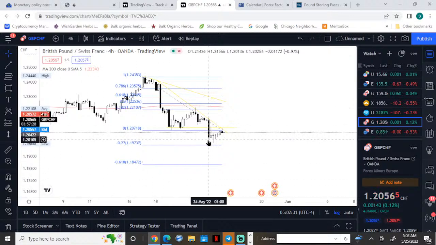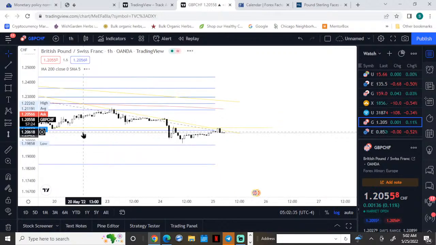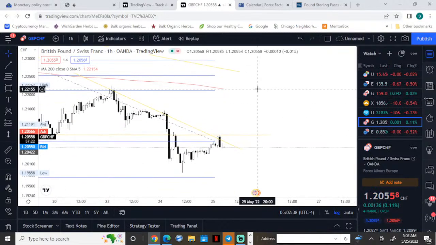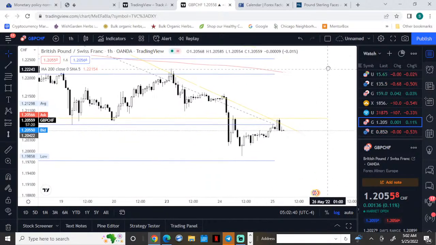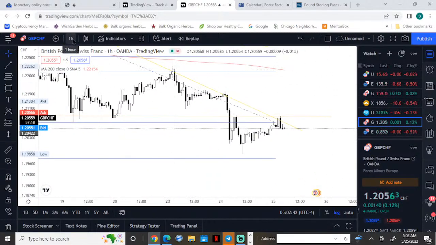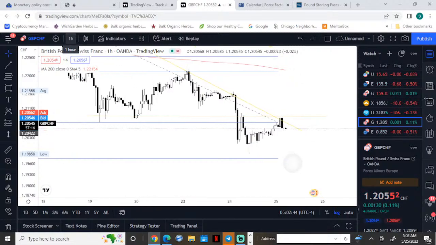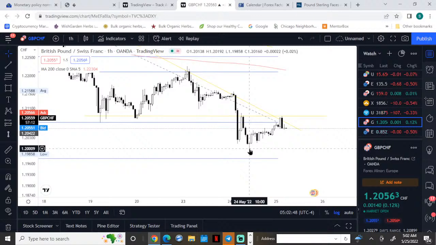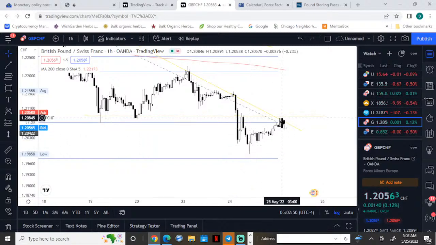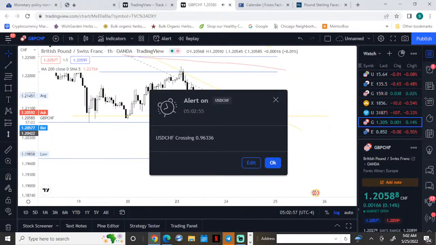We got a break and a retest. Got a nice down candle. I am going to sell GBP CHF. I like how that looks. Got a break, retest, drop, price came back up, retested this support resistance zone and this trend line. Got a nice sell candle.